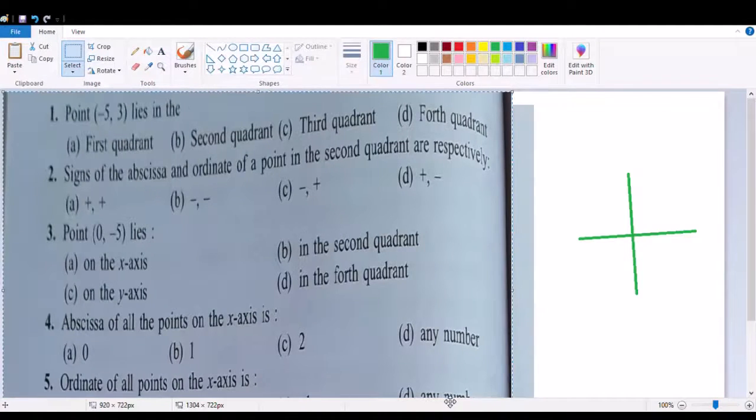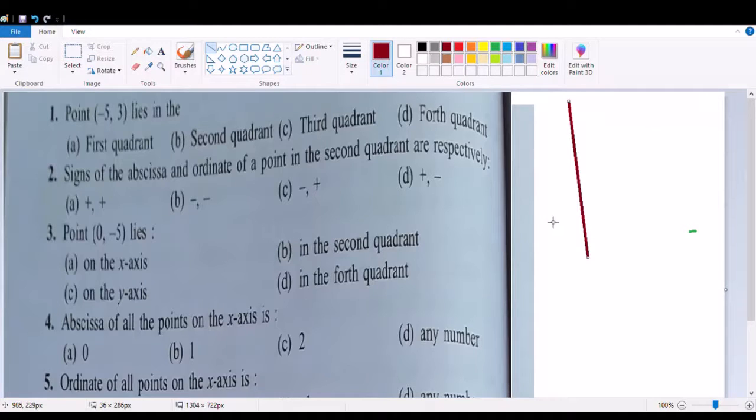Hope all of you can see the figure. So the next question is: (-5, 3) lies in which quadrant? Okay. So (-5, 3). So this is our quadrant. We need what? (-5, 3) means x is negative, so this side will come. Is it? So which quadrant is this? The second quadrant. So our answer is second quadrant.